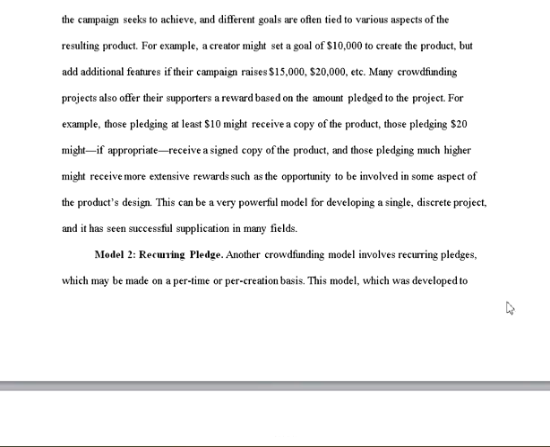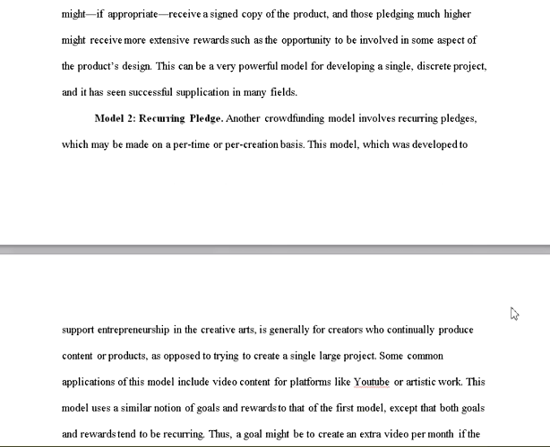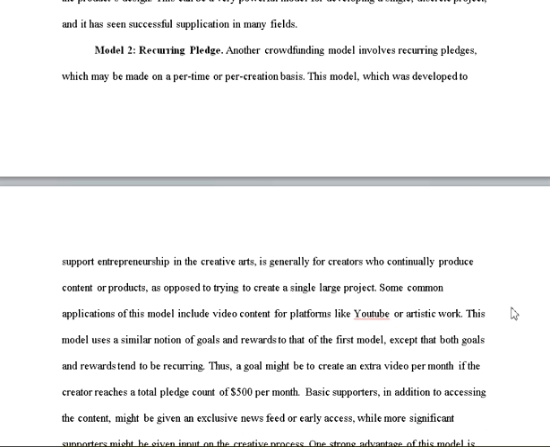This can be a very powerful model for developing a single discrete project and has seen successful application in many fields. Model 2, recurring pledge. Another crowdfunding model involves recurring pledges, which may be made on a per-time or per-creation basis.